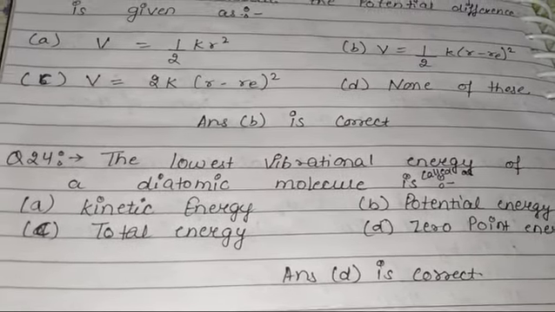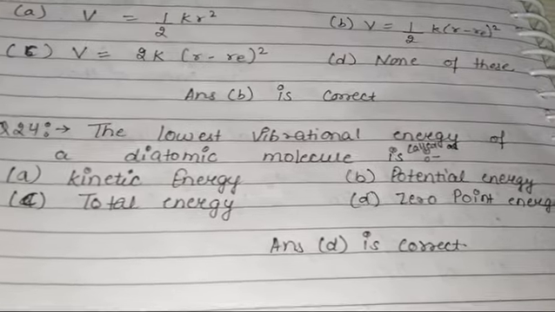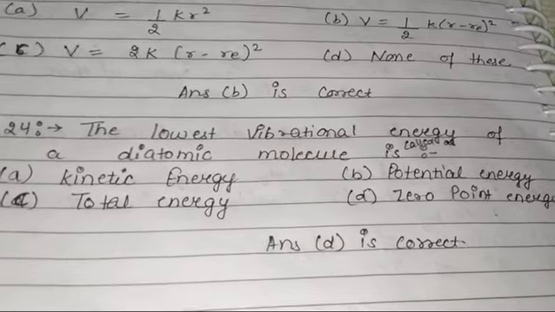Okay. Now question 24 is, the lowest vibrational energy of a diatomic molecule is called as A, kinetic energy, B, potential energy, C, total energy, and D, zero point energy. So here answer D is the correct answer, that is it is called as zero point energy.